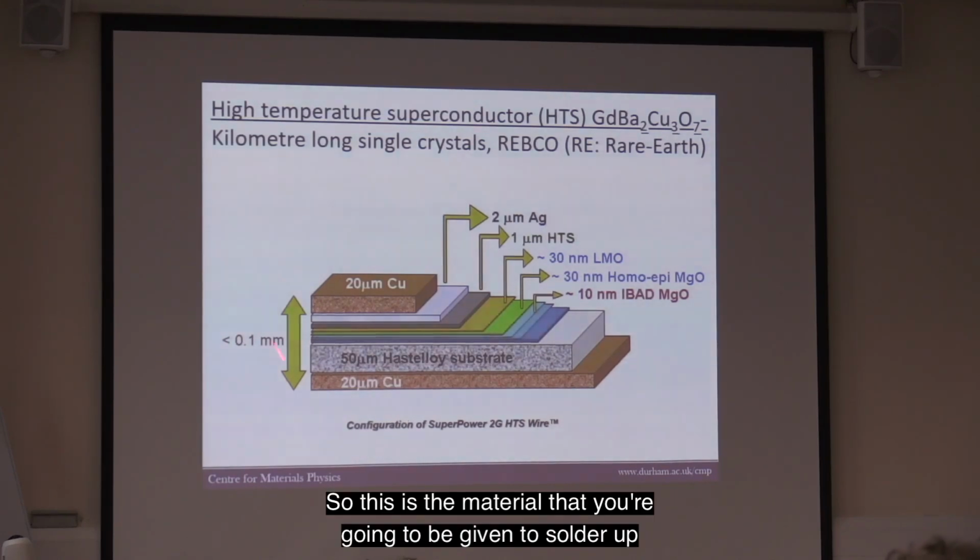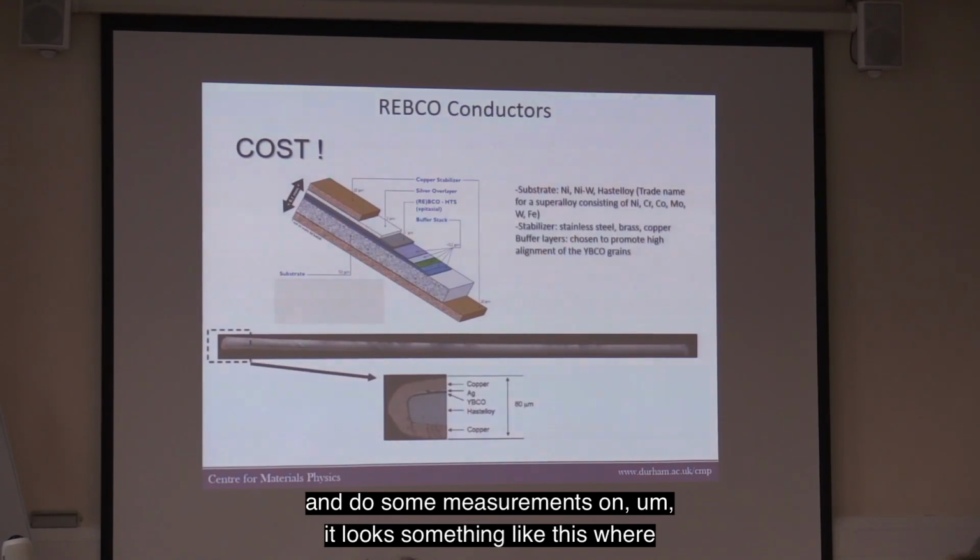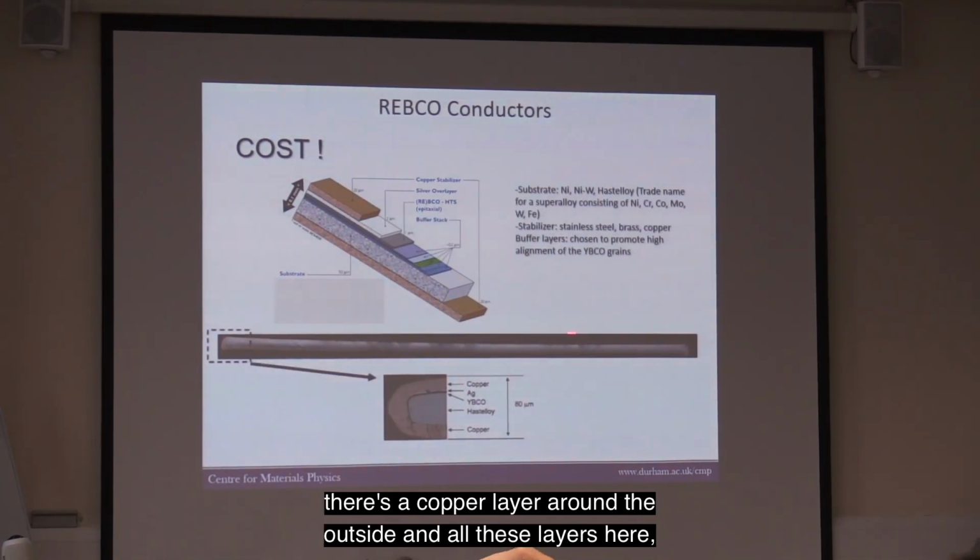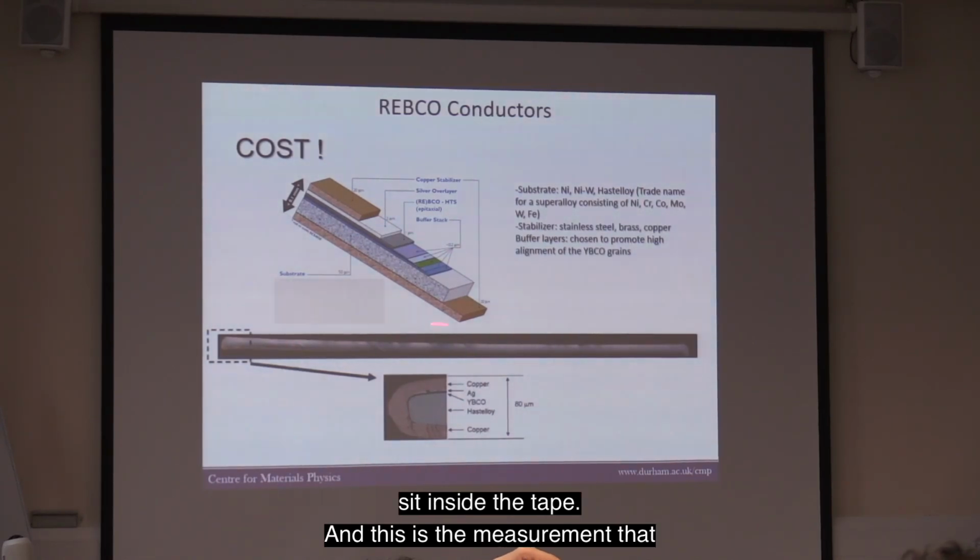So this is the material that you're going to be given to solder up and do some measurements on. It looks something like this, where there's a copper layer around the outside, and all these layers here sit inside the tape.